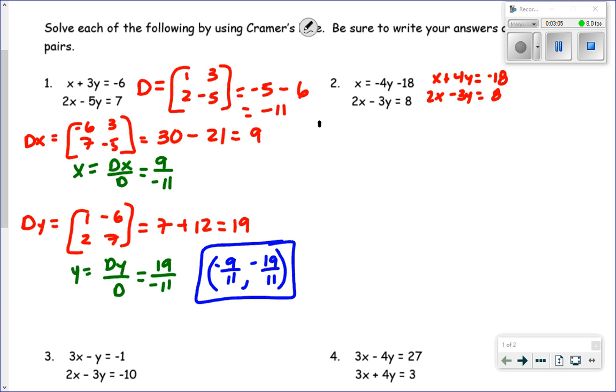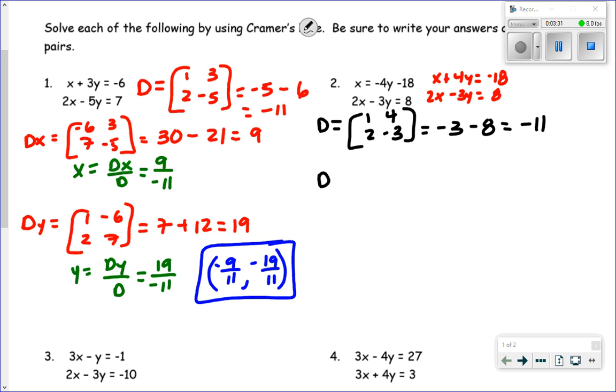Okay, so the first thing I need to find is my original determinant. So I'm going to use my x's first, 1 and 2, and then my y's, 4 and -3. Multiply the diagonals. 1 times -3 is -3. 4 times 2 is 8. And then -3 minus 8 is -11.